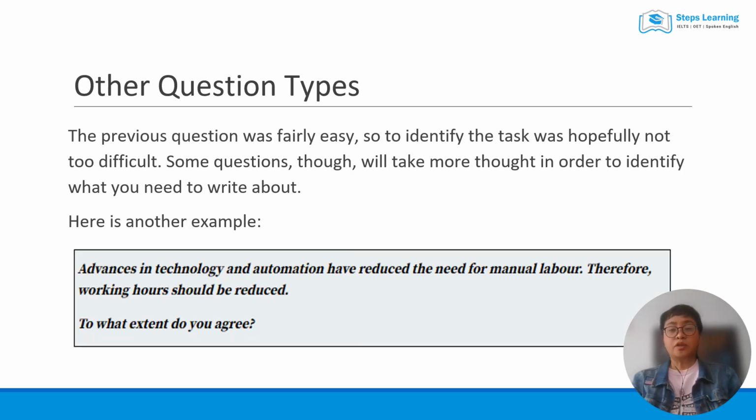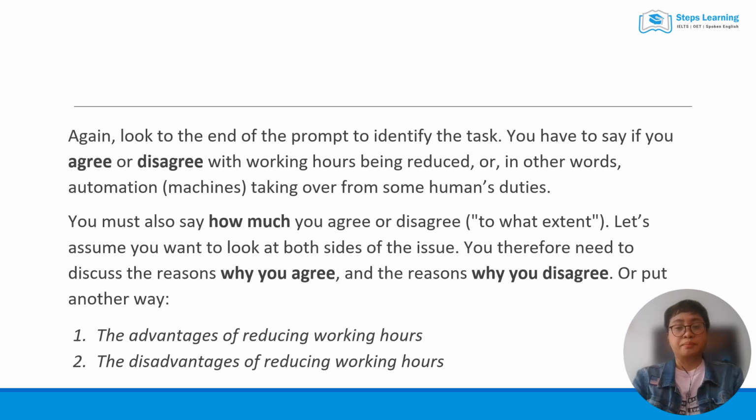Now, let's look at other question types. The previous question was fairly easy, so to identify the task was hopefully not too difficult. Some questions, though, will take more thought in order to identify what you need to write about. So let's look at another example question. Advances in technology and automation have reduced the need for manual labor. Therefore, working hours should be reduced. To what extent do you agree?